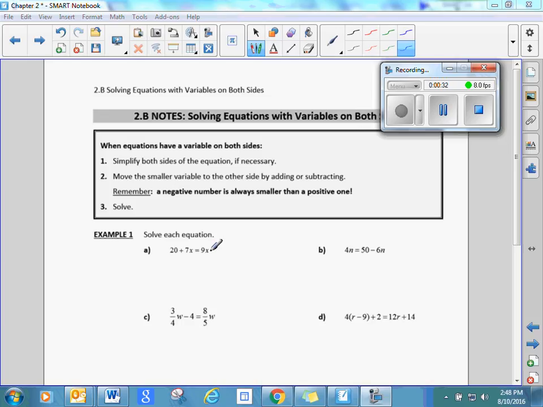It doesn't really matter if you subtract 9x to move over here with this 7x, or you subtract 7x to move over here with the 9x. But as this box says up here, generally speaking, most people would prefer to deal with a positive number instead of a negative number. So I'm just looking at example number A, and I'm thinking I'm going to subtract 7x from both sides so that I end up with 20 equaling positive 2x, not negative.